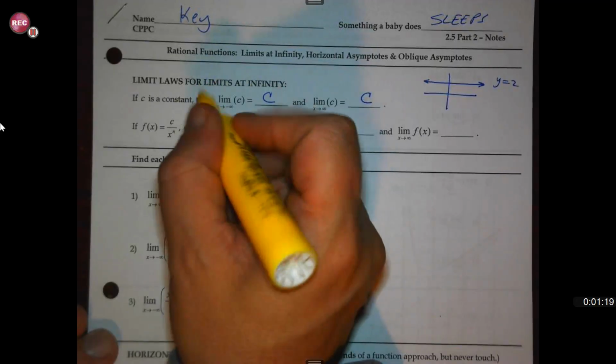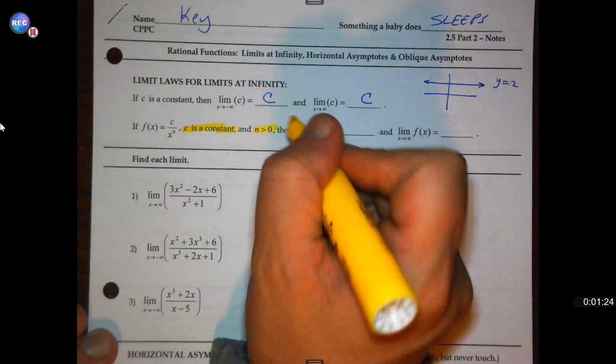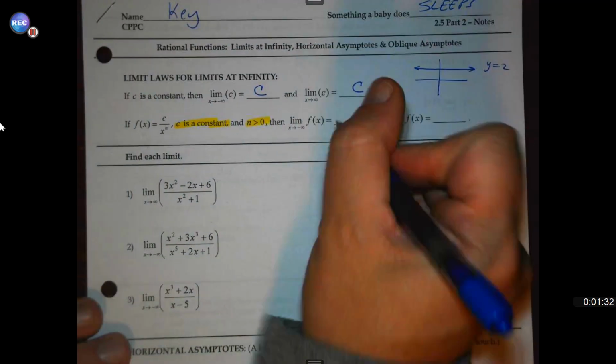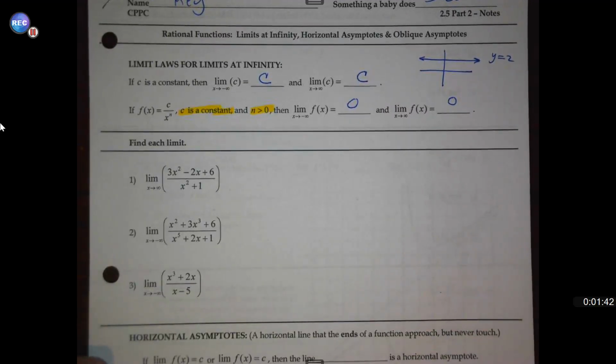All right, and then we have if f of x is equal to c over x to the n power, c is a constant, so that is important, and the value of n is greater than 0, meaning the exponent has to be some kind of positive number, then both of these limits will be equal in value to 0. So we discussed that last time in the lead up to this lesson, and I am just reminding you of these facts. So in problems 1, 2, and 3, we want to figure out what these limits come out to.